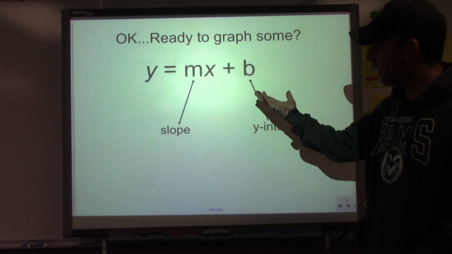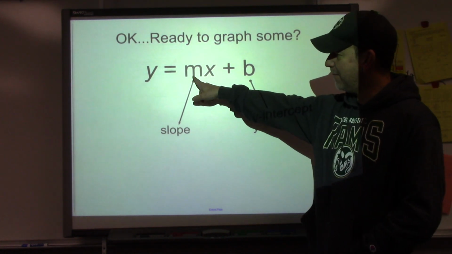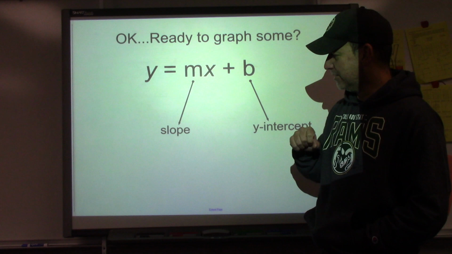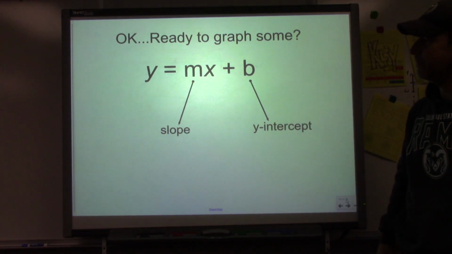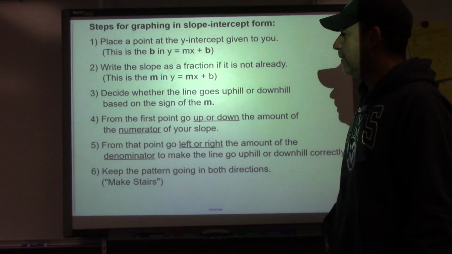Okay, so we have y equals mx plus b. We know that the m, the number on the x, is called the slope. We know that this number that's all by itself right there is called the y-intercept. So, how do we graph it?